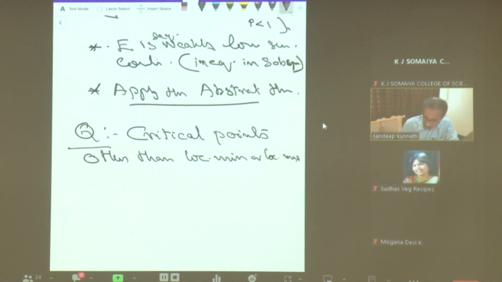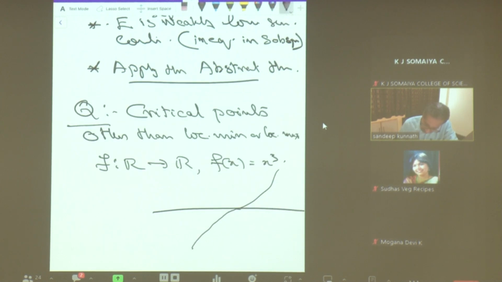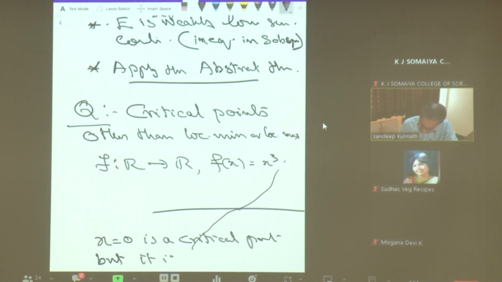So one thing we know is that, for example, even in R, if f from R to R is f of x equal to x cubed, then x equal to 0 is a critical point, but it is not a local maximum or minimum. In fact it is a saddle point.